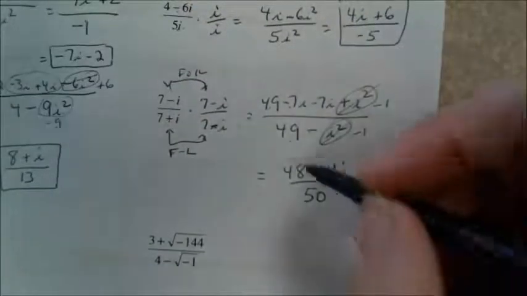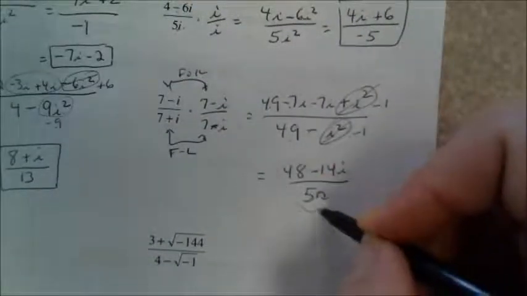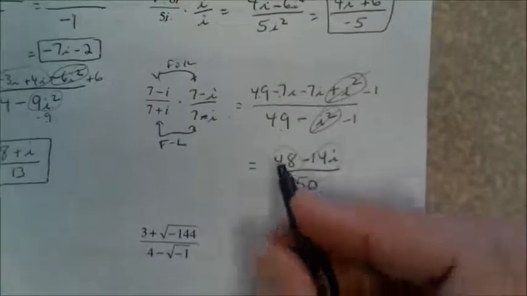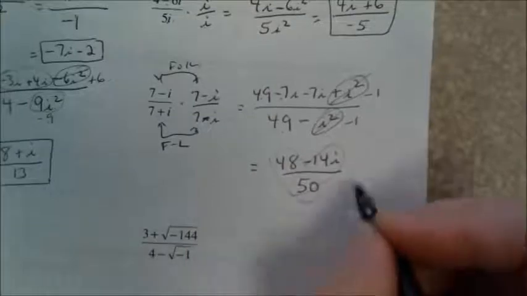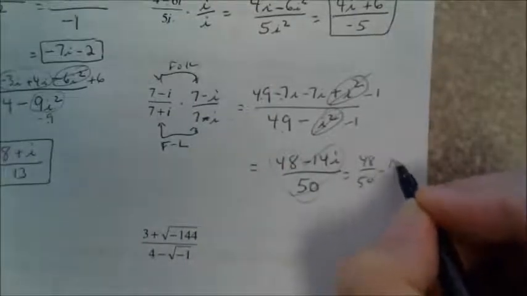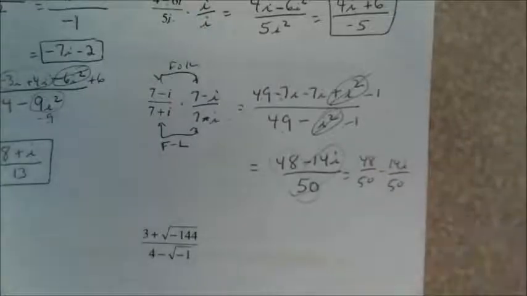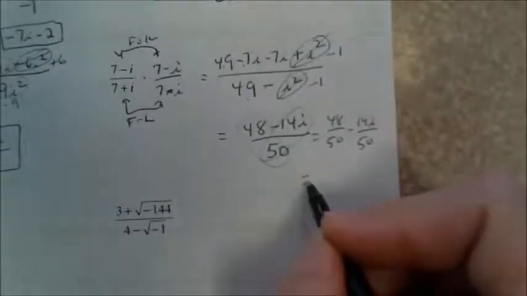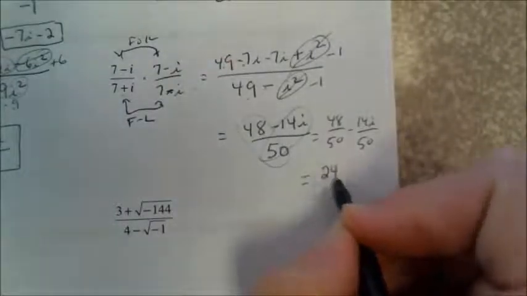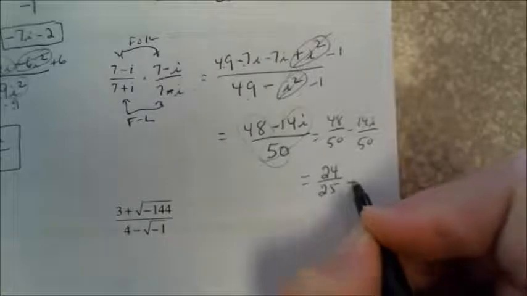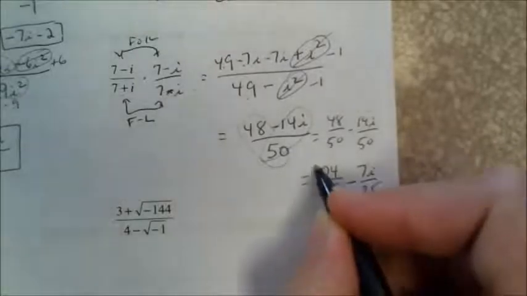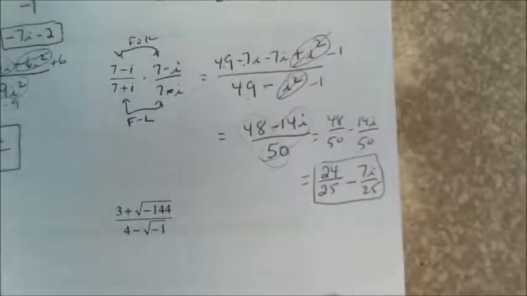Now when you reduce these, you can reduce them if everything will divide out by 50, or if they have a common factor. So what we have is 48 over 50, which reduces, minus 14i over 50, which also reduces. So what we have in the final answer is divide both by 2 and you get 24 over 25. Divide both of those by 2 and you get 7i over 25. So you can leave the answer like that.